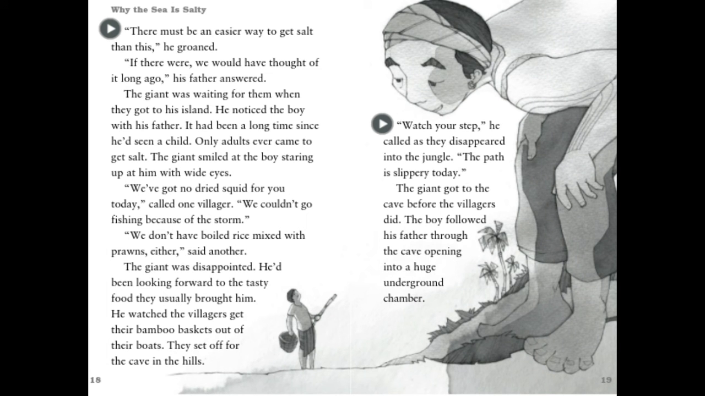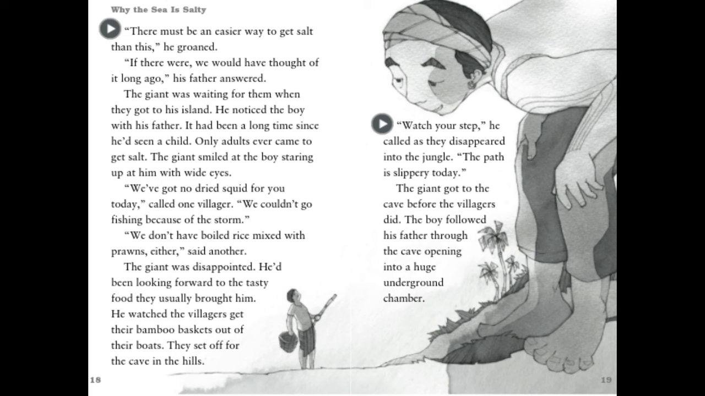There must be an easier way to get salt than this, he groaned. If there were, we would have thought of it a long time ago, his father answered. The giant was waiting for them when they got to the island. He noticed the boy with his father. It had been a long time since he'd seen a child. Only adults ever came to get salt. The giant smiled at the boy, staring up at him with wide eyes.